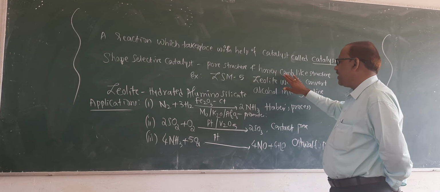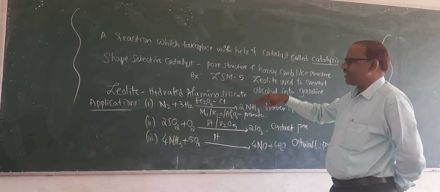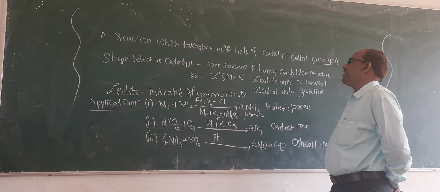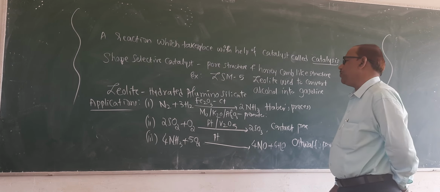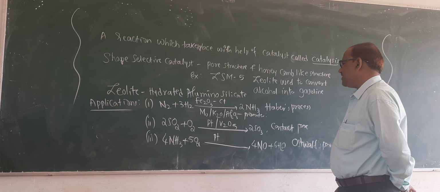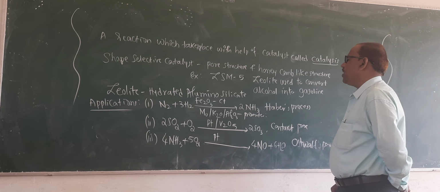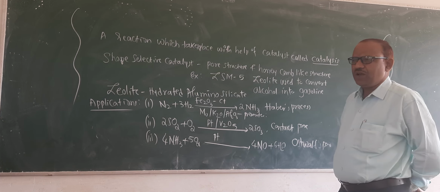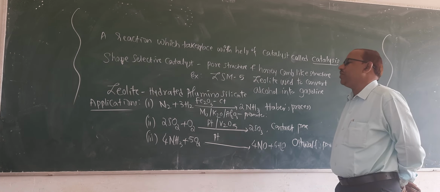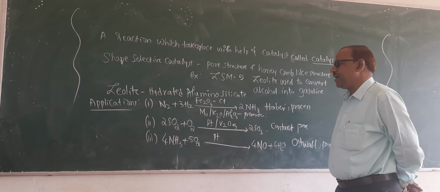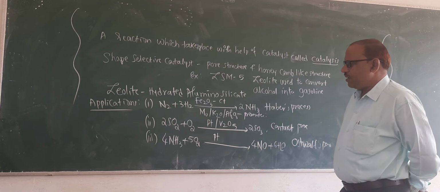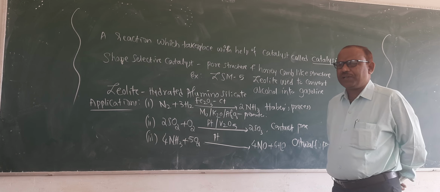Due to the honeycomb like structure, shape selective catalysts are used in the petrochemical industries. Example, ZSM5 is a zeolite used to convert alcohol into gasoline. By chance, if they ask what are zeolites, zeolites are hydrated aluminosilicate polymers. Briefly, you should indicate the applications.